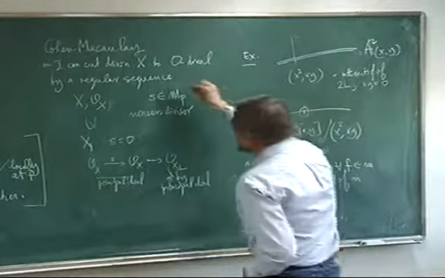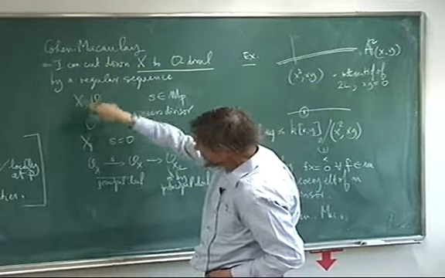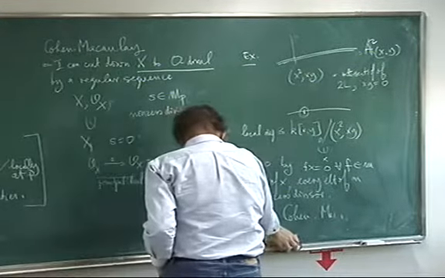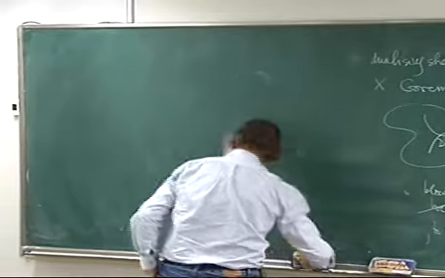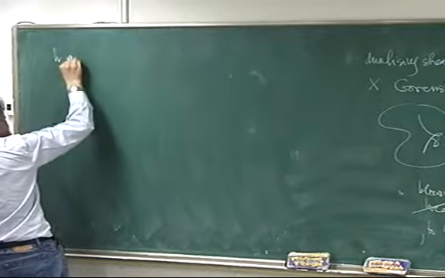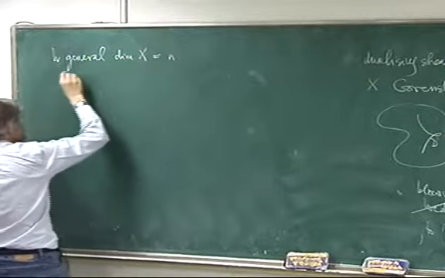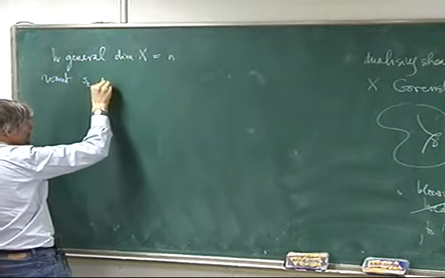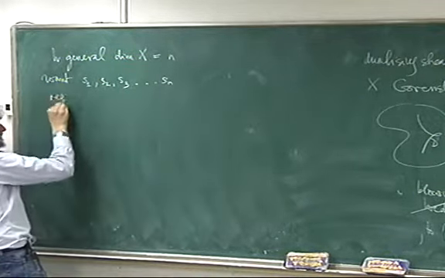Okay, so I want to cut X down to zero-dimensional. If X starts off being n-dimensional, then this is n-1 dimensional, and I want to continue going. So the general definition is I can find a regular sequence of length n equal to the dimension. In general, dimension X equals n, and I want S1, S2, S3, up to Sn, a regular sequence.